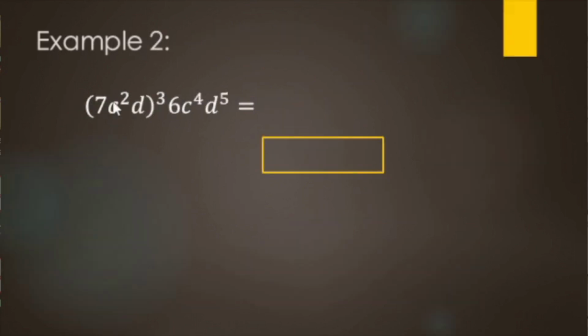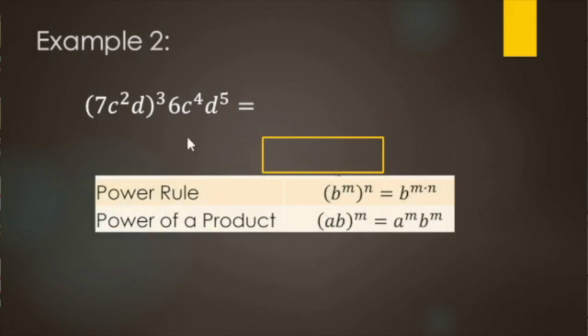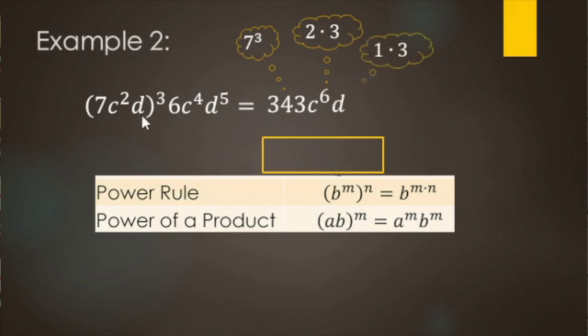Here we have 7c squared d all to the third power times 6c to the 4th d to the 5th. So first up, we're going to apply this 3 to the 7, the c squared, and the d. So 7 to the third power, that's going to make 343. Next up, c squared to the third power, we're going to do c to the, multiply the exponents there, 2 times 3 makes 6. And then we have d to the third power is just d to the third power. And then we still have the 6c to the 4th, d to the 5th over there.